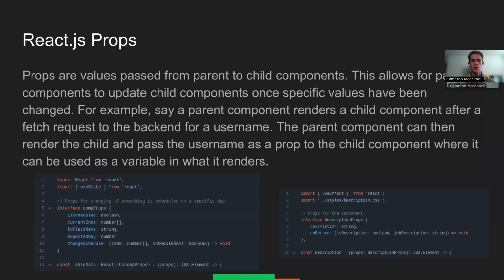Next, we'll be talking about React.js props. Props are values passed from parent to child components. This allows for parent components to update child components when specific values have been changed. For example, say a parent component renders a child component after a fetch request to the backend for a username. The parent component can then render the child and pass the username as a prop to the child component, or it can be used as a variable in what it renders.